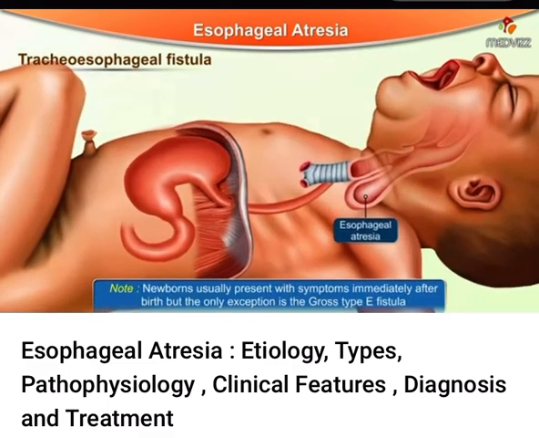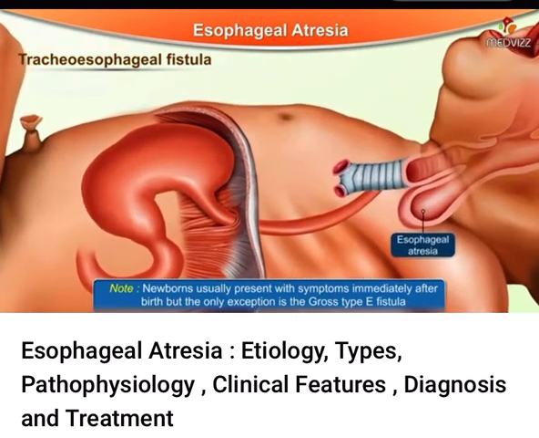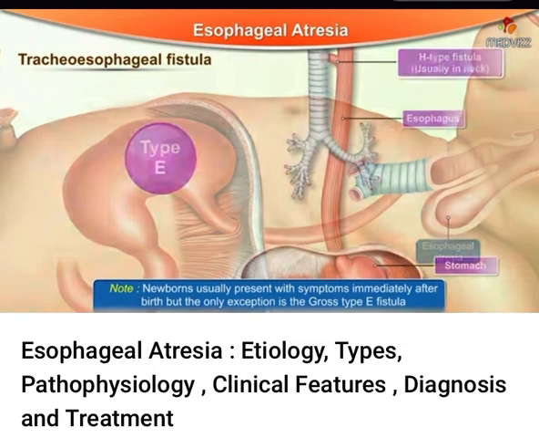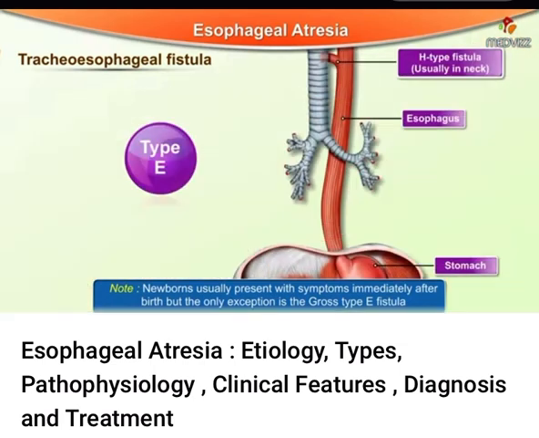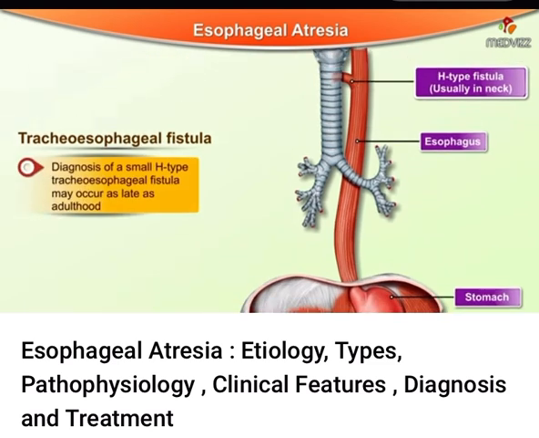Note that the newborns usually present with symptoms immediately after birth, but the only exception to remember is the gross type E fistula, for the obvious reason that there is only minimal or no atresia or obstruction. The diagnosis of a small H-type tracheoesophageal fistula may occur as late as adulthood in some cases.